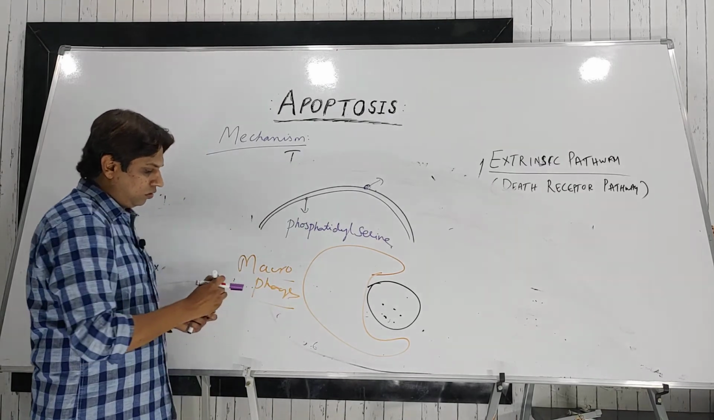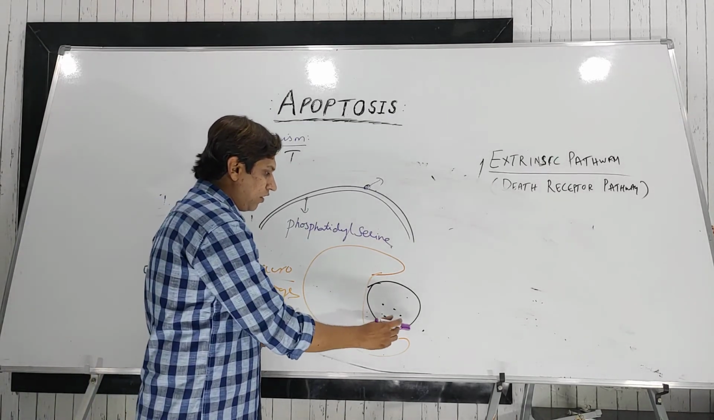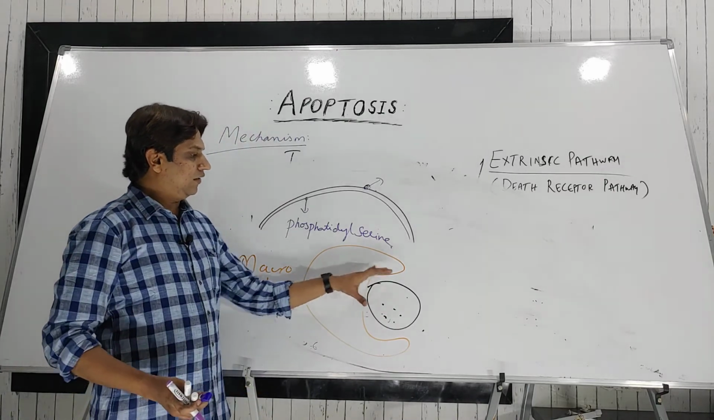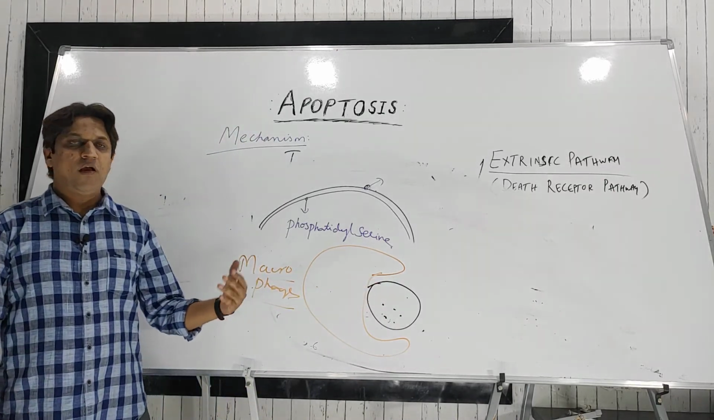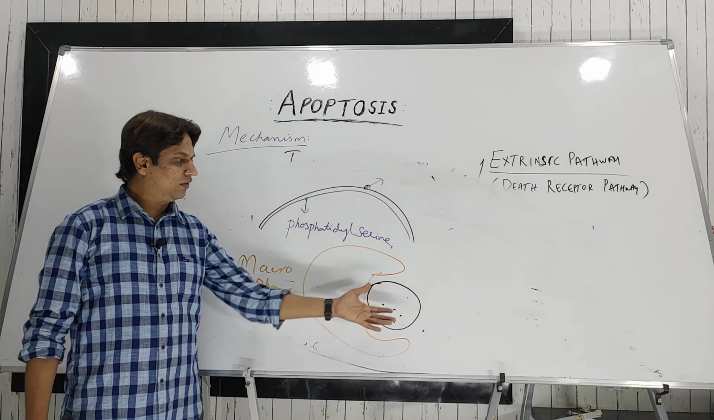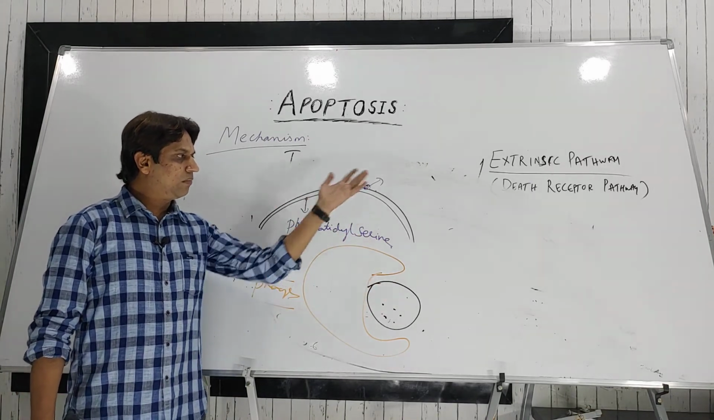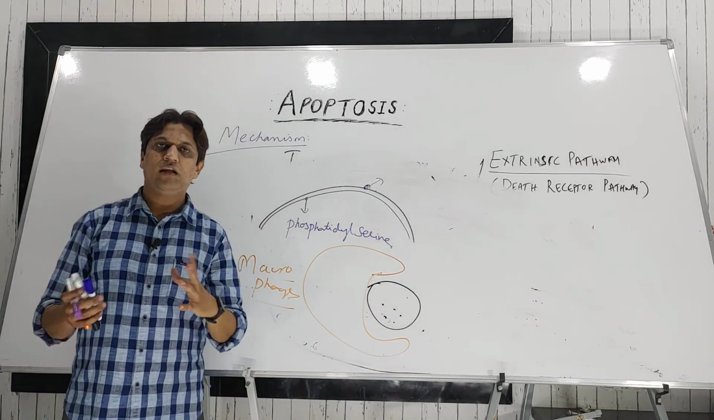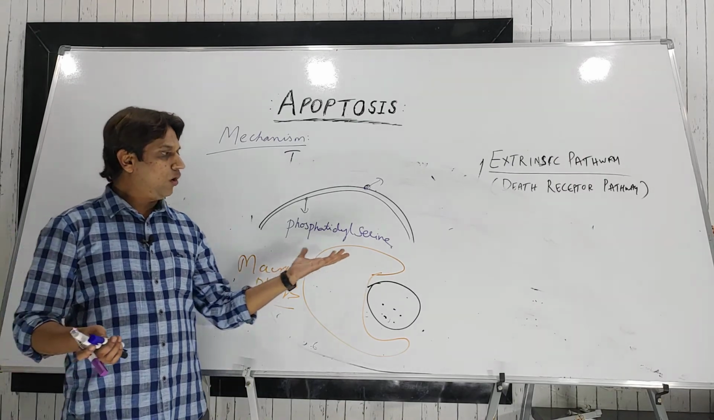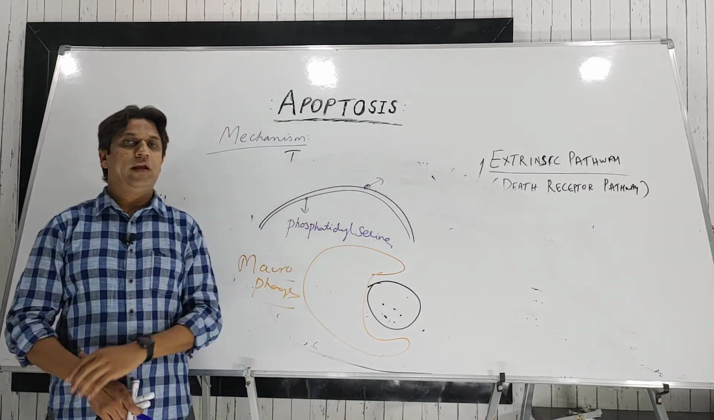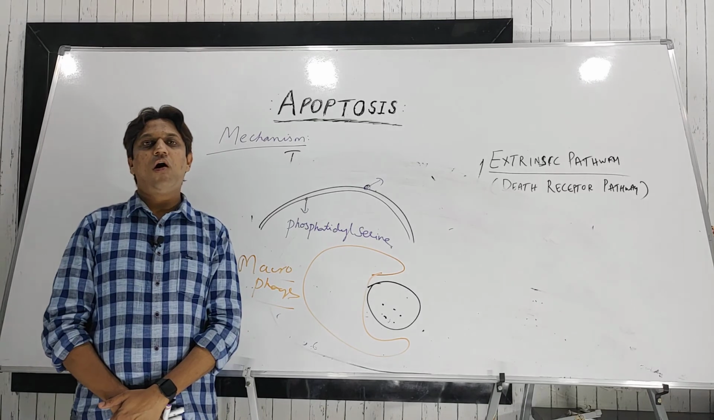The chemicals which attract the macrophages are known as opsonins, and ultimately these apoptotic bodies are digested by the macrophages. There will be no remnants of the cell seen, and there will be no inflammation in the surroundings as compared to necrosis. Okay, so this is all about apoptosis.